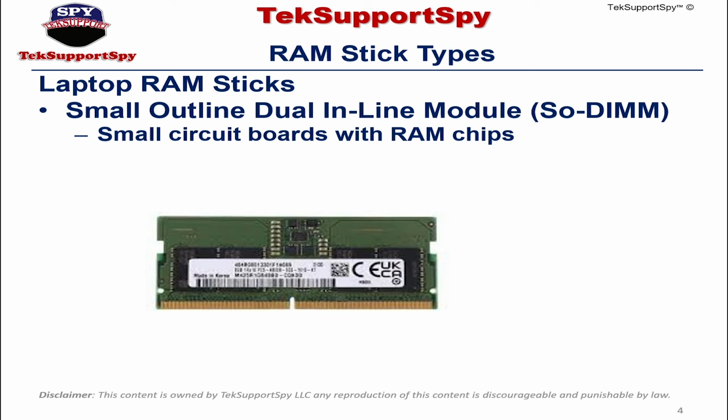Let's talk about laptops. Laptop RAM sticks are called SO-DIMMs, or small outline dual inline memory module sticks. These are basically small circuit boards that have RAM chips on both sides. Of course, it's dual inline because it has pins on both sides of the small circuit board. Obviously, laptops are smaller than desktops. That's why they're smaller in stature than the desktop memory sticks, which are longer than the laptop small outline dual inline memory module RAM sticks.